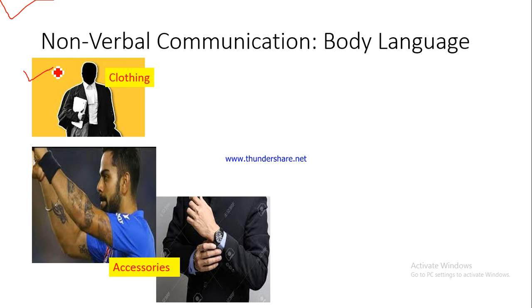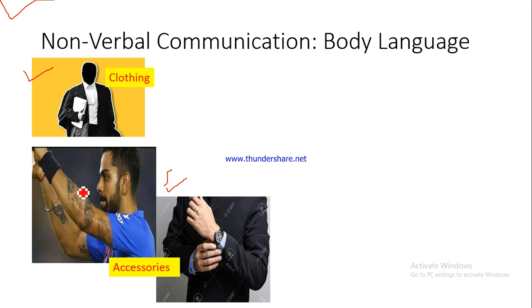Then have a look at accessories. Accessories that you wear apart from clothing. For example, the watch, or maybe the necklace, or maybe the earring that you are wearing, right? These are all examples of accessories. And another example is the tattoo that you get done on your limbs, on your hands, or on your shoulders. So these are all examples of accessories, and they also communicate a lot. See, this guy is wearing, and it looks like a very expensive watch, right? This looks like a very expensive watch, and this communicates that this guy probably is a very affluent fellow.